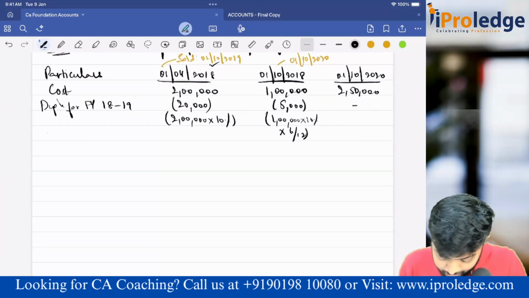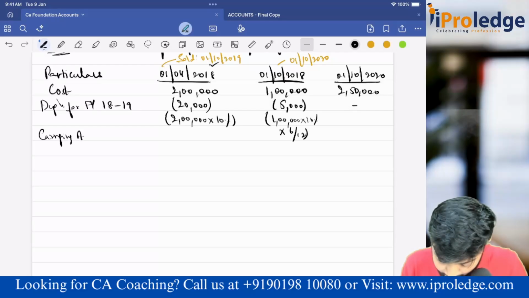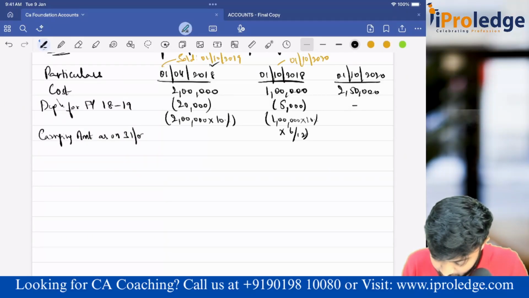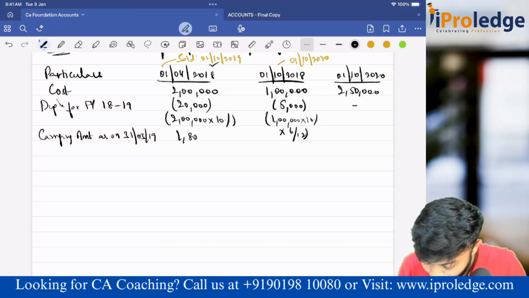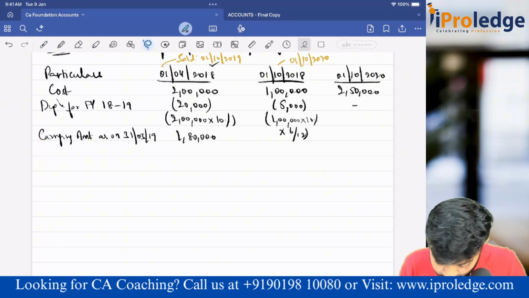So again, carrying amount as on 31/3/19. 2 lakh minus 20,000 becomes 1 lakh 80,000. Here this becomes, do one thing.